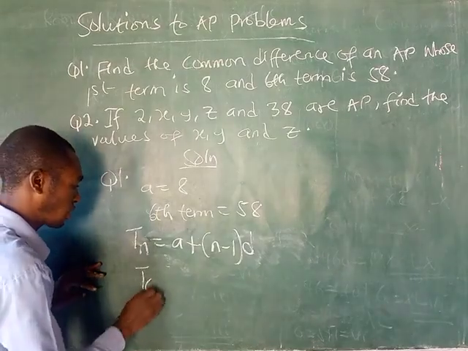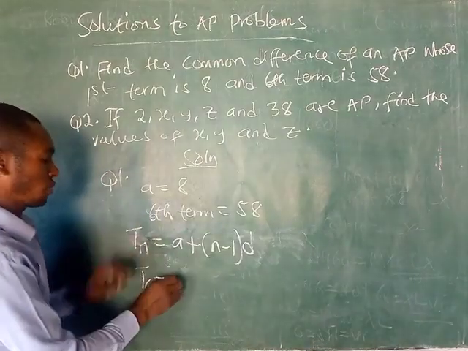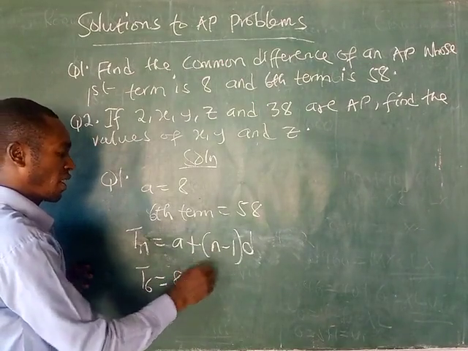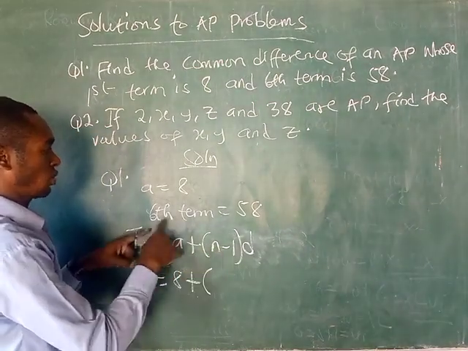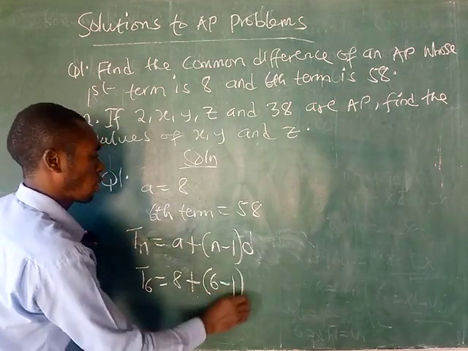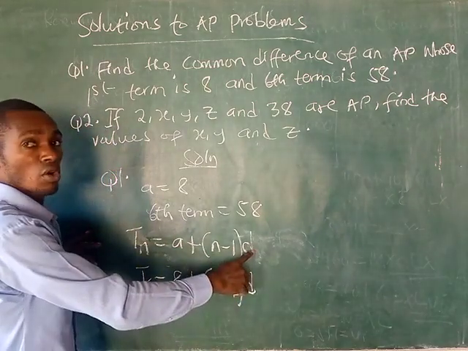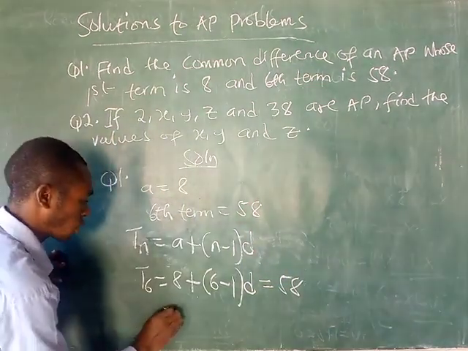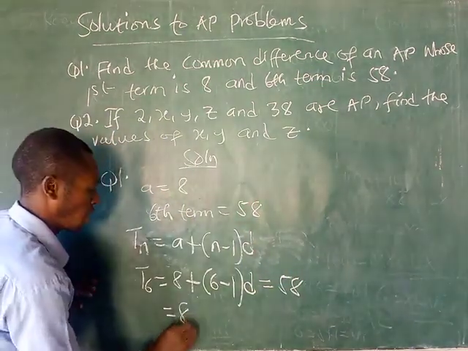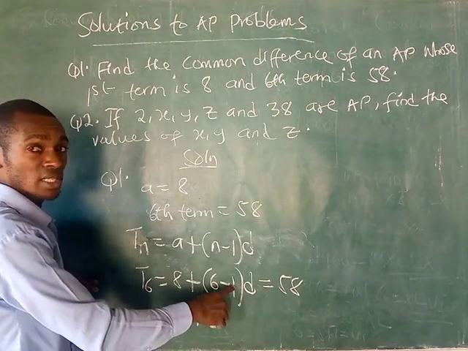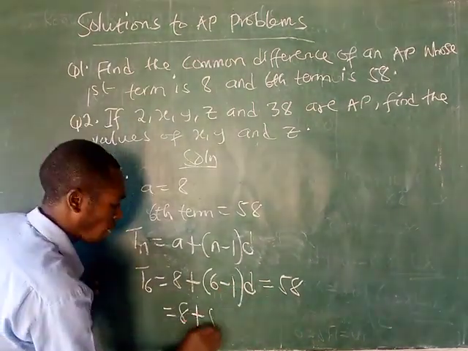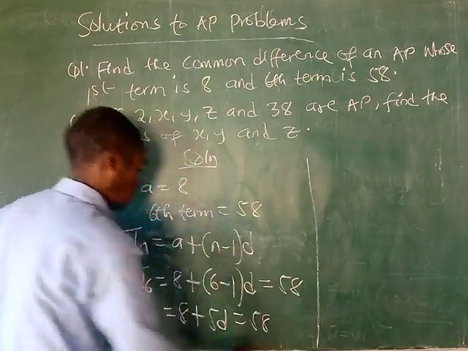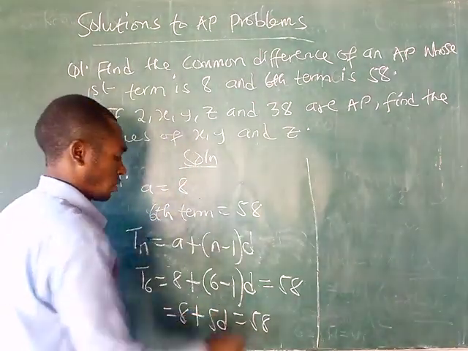So I have T6 is equal to, the first term is 8 plus, what do I have here? I have n, open bracket, we put our n, which is 6 minus 1, close the bracket, D. Don't forget I'm looking for a common difference, D, equals 58. Now, this is the same thing as 8 plus 6 minus 1 is 5, 5 times D is 5D, equal to 58. Now, we collect like terms.